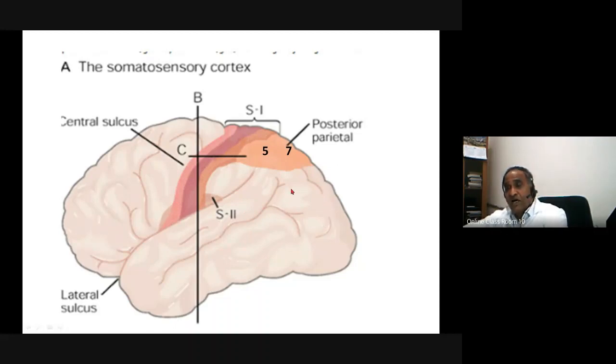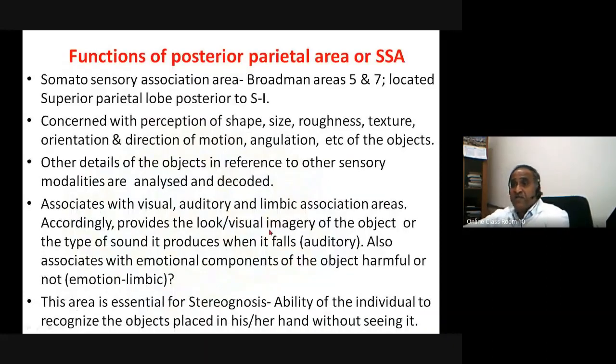The visual association area is for object imagery. Say, for example, I am holding this pen. Even if I close my eyes, I can have an image of that particular object. That is because of the visual association area. And I can very well assess, if it falls, what type of sound it may produce, if it strikes the ground. So that is the auditory part: it may not make a metallic sound, it will make a flat sound.